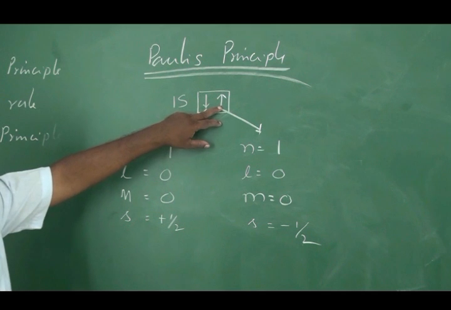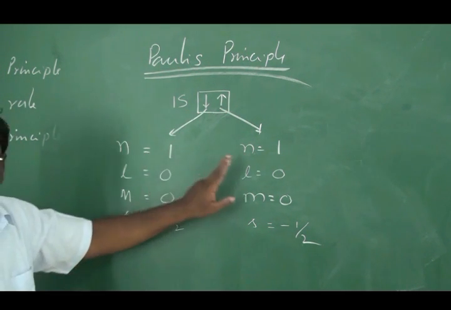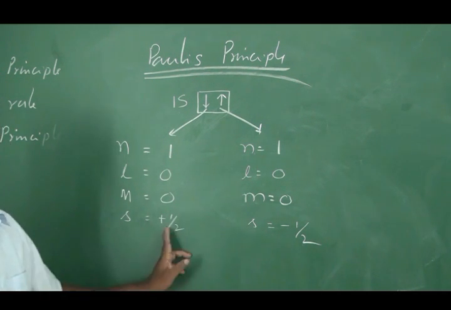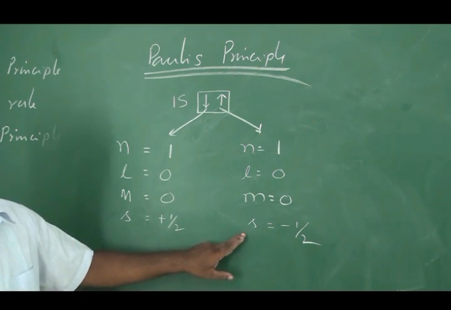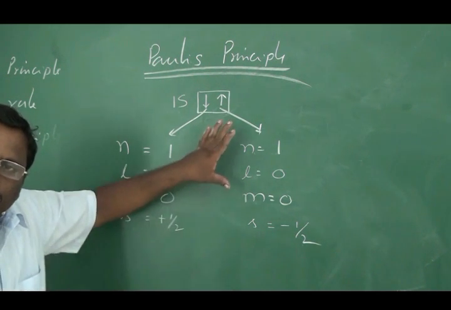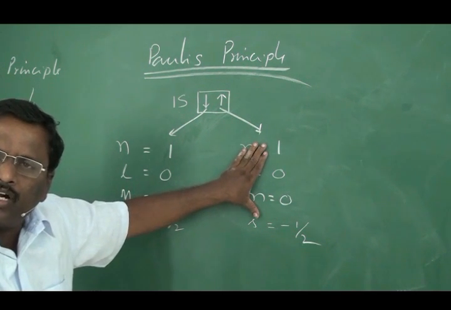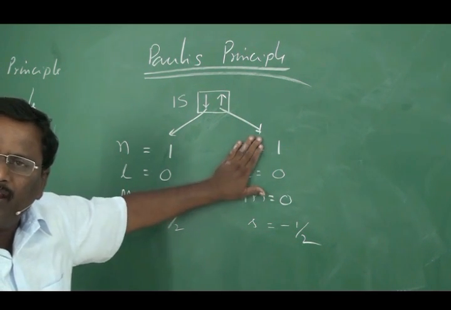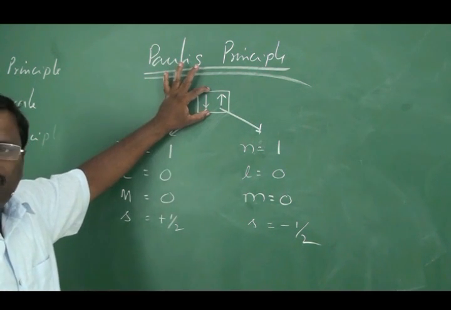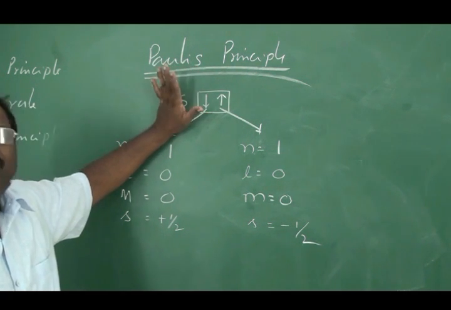For these 2 electrons, n value is same, l value is same, m value is same, but spin quantum value is different. That means there is possibility to have same 3 quantum numbers, maximum 3 quantum numbers may be same. Definitely the 4th one should differ. It means when 2 electrons are there in one orbital, they must be in opposite spins.